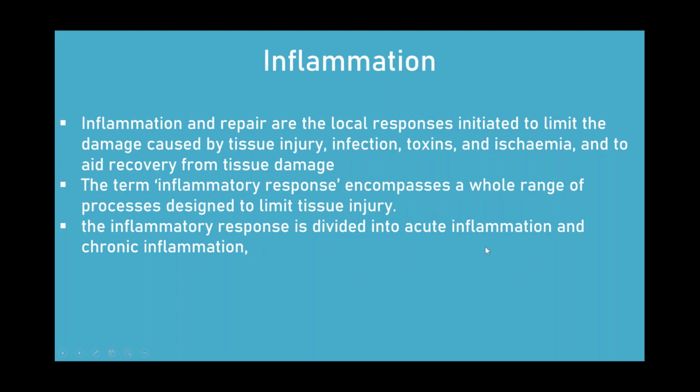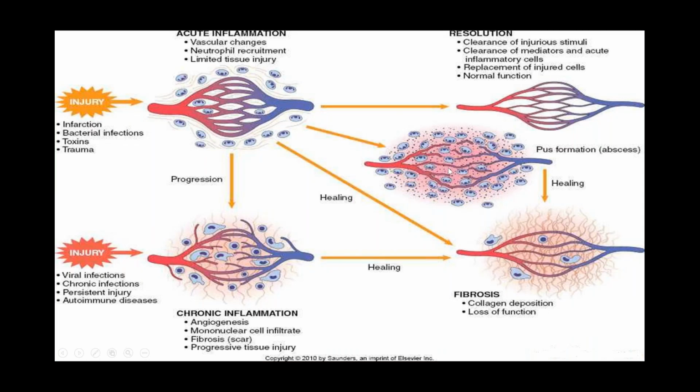So the inflammatory response is divided into acute and chronic inflammation. This picture shows acute inflammation and chronic inflammation. If there is any stimulus or injury, such as infarction, hypoxia, infection, chemical toxin, or trauma, it can lead to cell injury or initiate inflammation. So inflammation is the response to any agent, and will lead to acute inflammation. Acute inflammation is characterized by vascular change. What is the vascular change here?